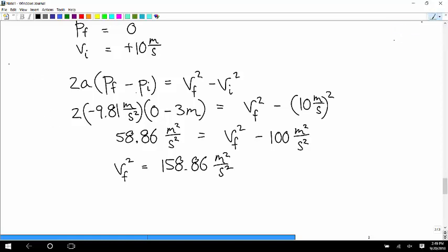And so what's the square root of that? Okay, so V final is equal to plus or minus 12.6 meters per second. It's on the way down, which is negative, so we want that one. So in that last 3 meters, it picked up 2.6 meters per second in speed.